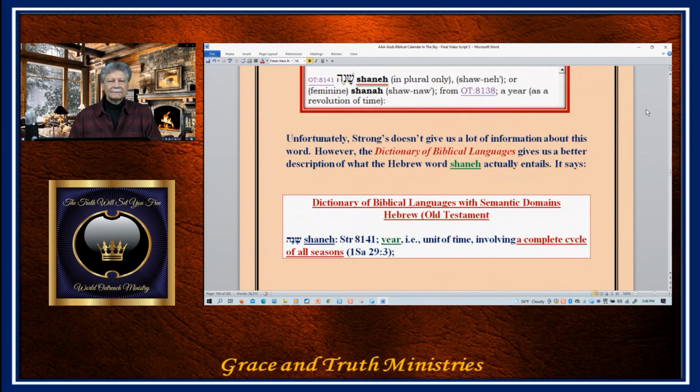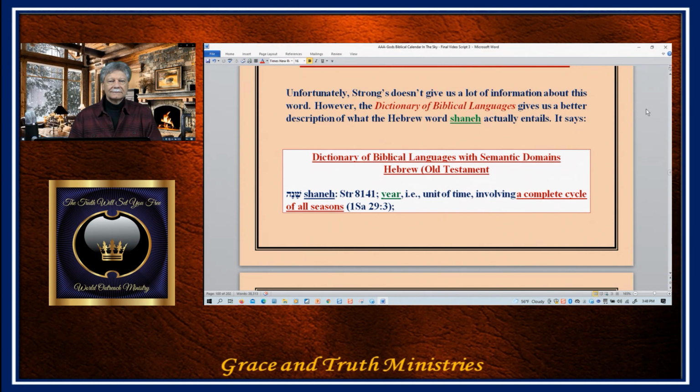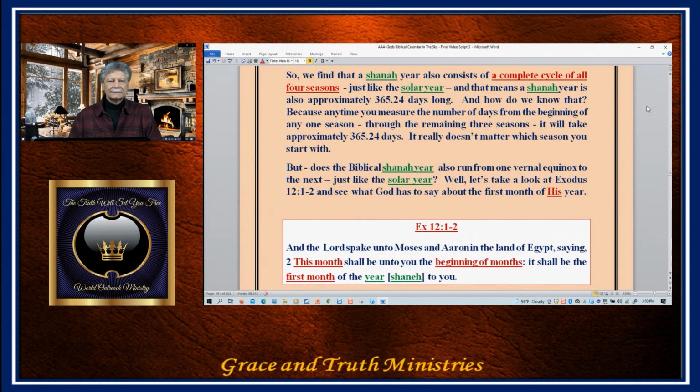But you know what? Strong's doesn't give us much information on the definition of that, does it? So we're going to take a look at the Dictionary of Biblical Language and its definition of the Hebrew word shaneh and what it really entails. It says, quoting, a year, as an example, a unit of time, involving a complete cycle of all seasons. So we find that a shaneh year also consists of a complete cycle of all four seasons, just like the solar year, don't we? And what does that mean? It means that a shaneh year is also approximately 365.24 days long.